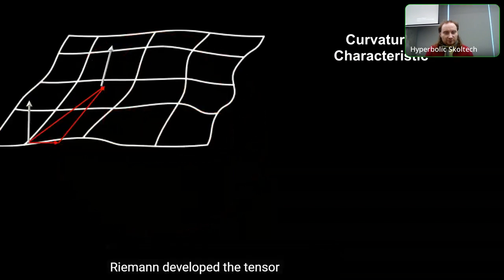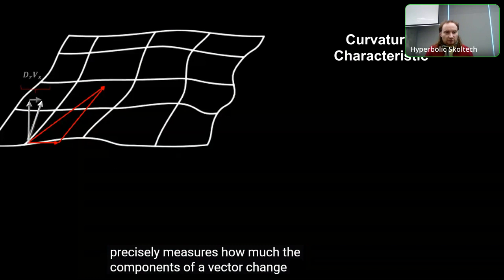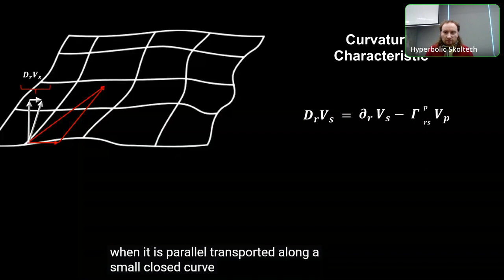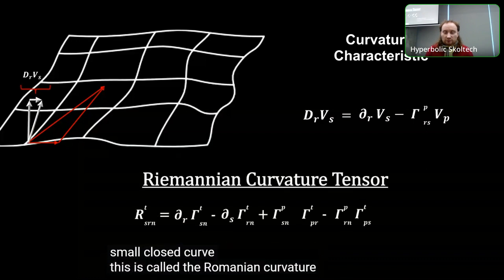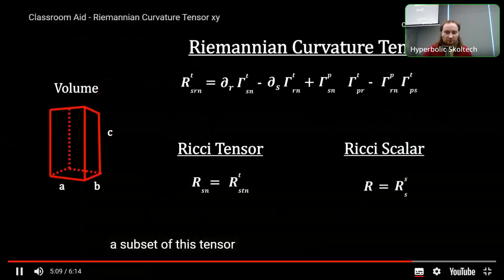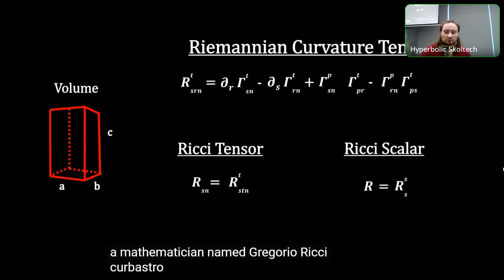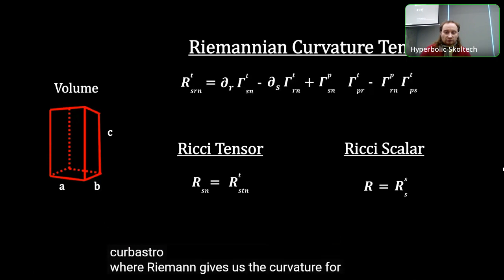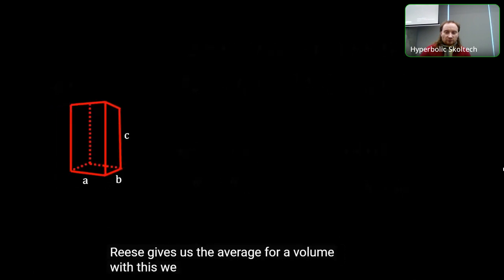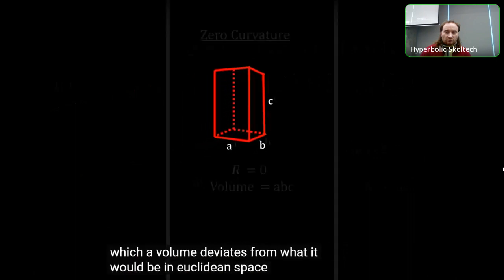Riemann developed a tensor that precisely measures how much the components of the vector change when it is parallel transported along a small closed curve. This is called the Riemannian curvature tensor. A subset of this tensor was developed by a mathematician named Gregorio Ricci-Curbastro, where Riemann gives us the curvature for every geodesic, Ricci gives us the average for a volume. With this, we can calculate the amount by which a volume deviates from what it would be in Euclidean space.